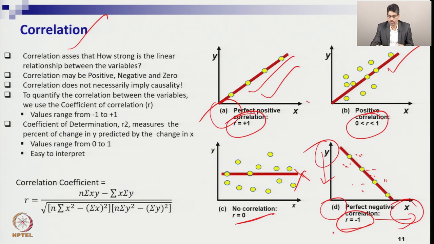Positively correlated examples are too many in practice. One example of negative correlation I have also explained. It may not be fully negative, but to some extent it is strongly negatively correlated, and there is a relationship. So these are the four aspects of the correlation coefficient, and this is the formula, which using Excel or Python you may get to know. This is the formula of the correlation coefficient.